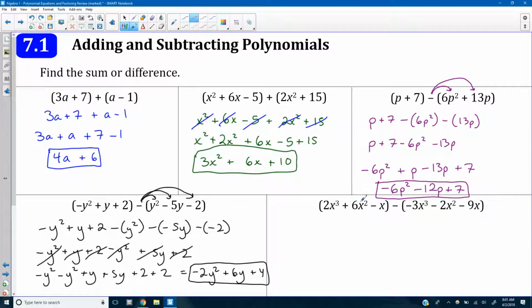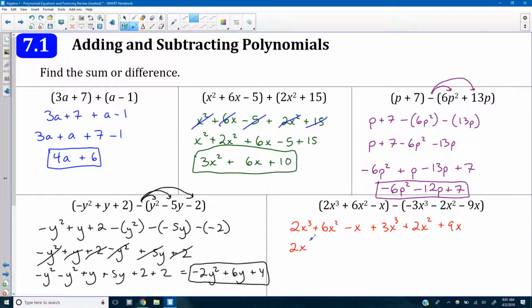Okay, 2x cubed plus 6x squared minus x. Again, nothing's affecting the thing around parentheses there. This time I'm going to write this without that extra step. Minus negative 3x cubed, that is plus 3x cubed. Minus negative 2x squared, that is plus 2x squared. Minus negative 9x, that is plus 9x. So all these negatives became positive because you were subtracting the negatives.